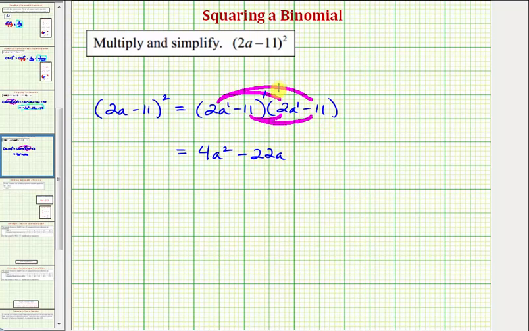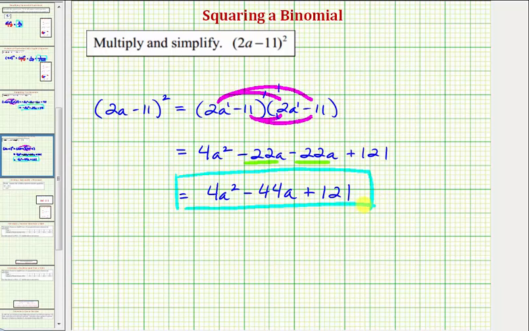And now we distribute the negative 11. So we have negative 11 times 2a, which is another negative 22a or minus 22a. And our last product, we have negative 11 times negative 11, which is positive 121. So we have plus 121. And notice how the two middle terms are like terms. Negative 22a minus 22a would be negative 44a. So the simplified product would be 4a squared minus 44a plus 121.